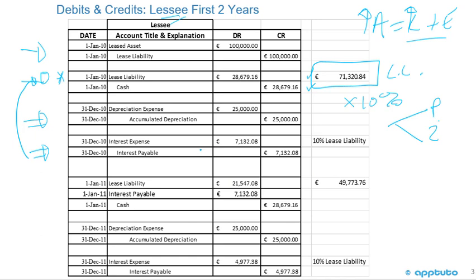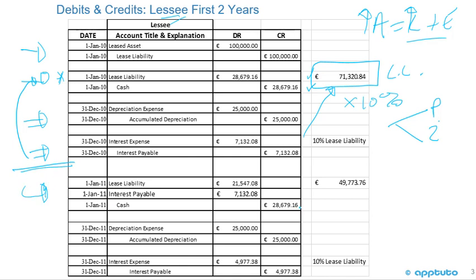We can see debit interest expense, 7132, credit interest payable, 7132, okay? That's the balance times the 10%, easy. So that's all the transactions for the first year. Now we get into the second year.